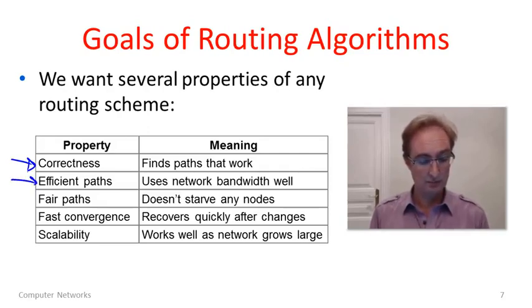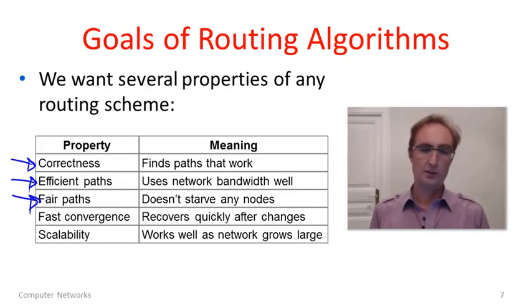We want routing algorithms to find efficient paths that use the network bandwidth well. I haven't defined what well is yet. We'll get into that later. We also want these paths to be fair. Well, life's not entirely fair, so by fair I really mean that they shouldn't starve any of the nodes. For instance, it wouldn't be reasonable in our network to come up with good paths that work for most nodes, but we could only do it by making sure that some other node really didn't get to send traffic at all. That wouldn't be reasonable. Every node on the network should have the ability to send traffic through the network reasonably.